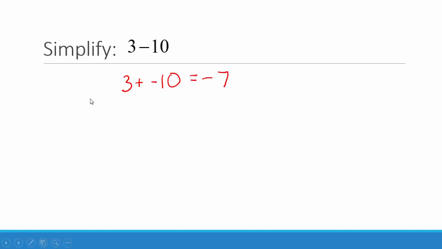You can think about this as money. You have a bank account that had $3 in it, then you wrote a check for $10. Now your bank account reads you owe $7. So we show that we are in debt with a negative.